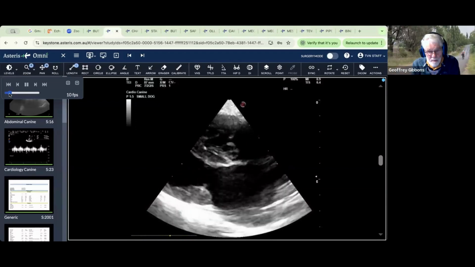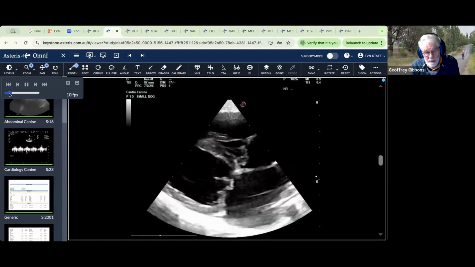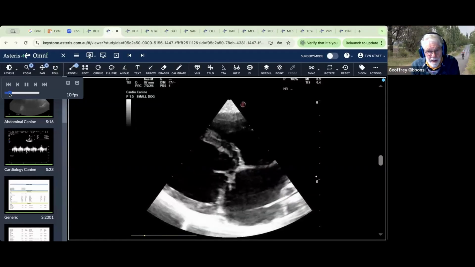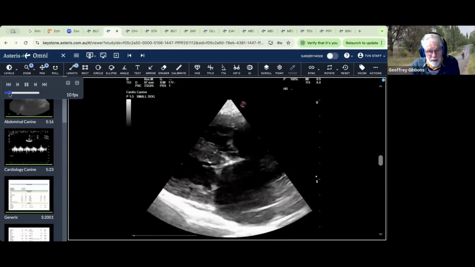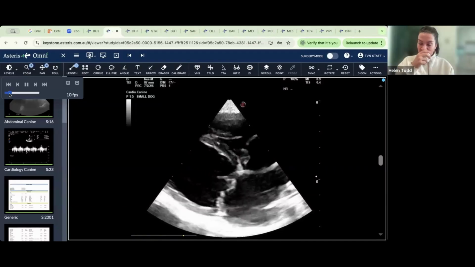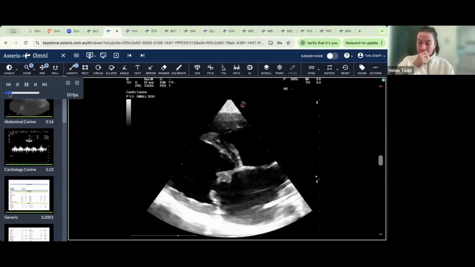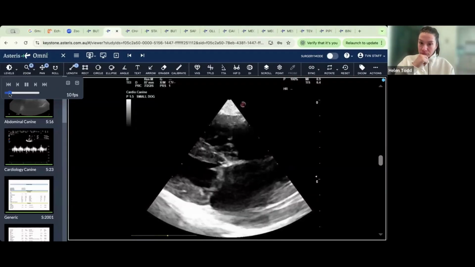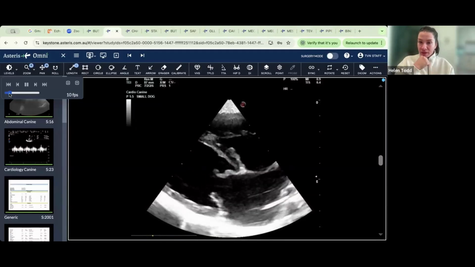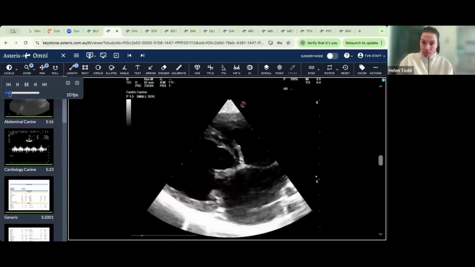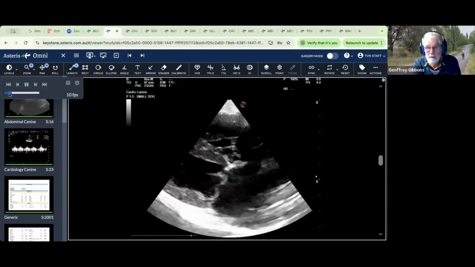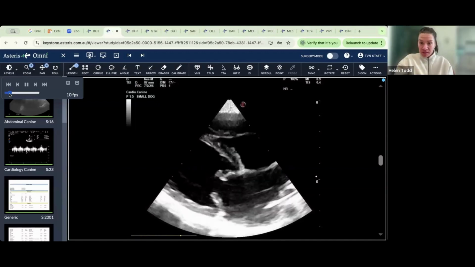I think there seemed to be some vegetations on the mitral valve, the left AV, and the septum to me looks a little bit abnormal just below where the valves are. Yeah, absolutely, I agree. Anything else subjective we could say? Say the atrium relative to the ventricle looks a bit big. I agree.